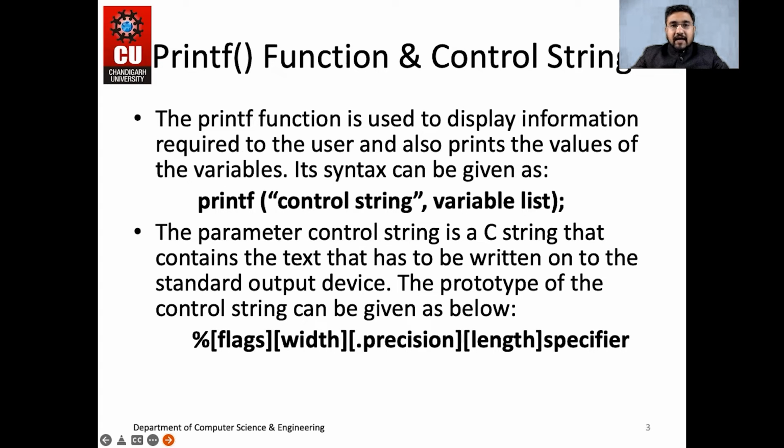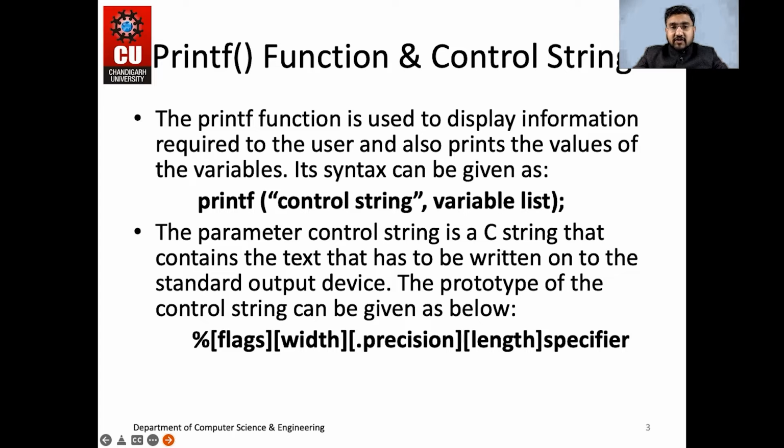Now, as you know, in the printf function, print and f stands for formatting, right? So the printf function is used for printing the output as well as formatting the output. It is used to display information required by the user. It also prints the value of the variables. It takes the data, converts it into a text string for output using formatting functions as specified in the control string.